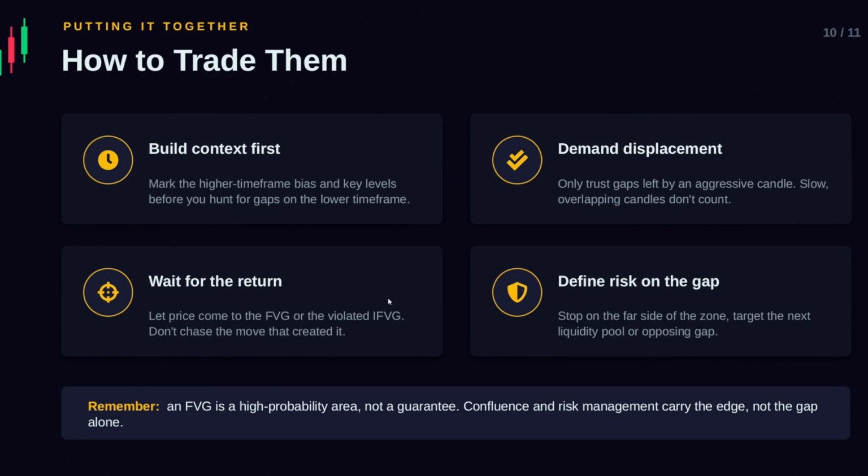But you do have to remember, a fair value gap is a high probability area, but it is not always guaranteed. There are some fair value gaps that don't get filled. So use the fair value gap as a tool, and if you try to ignore it, it can become a trap.